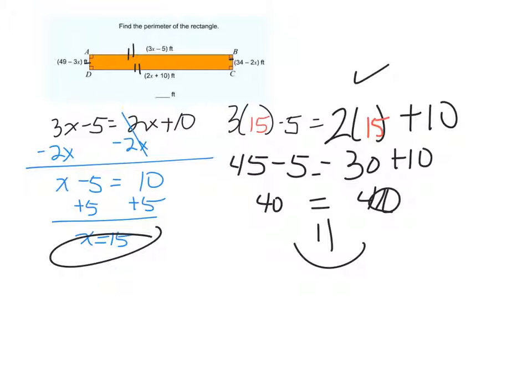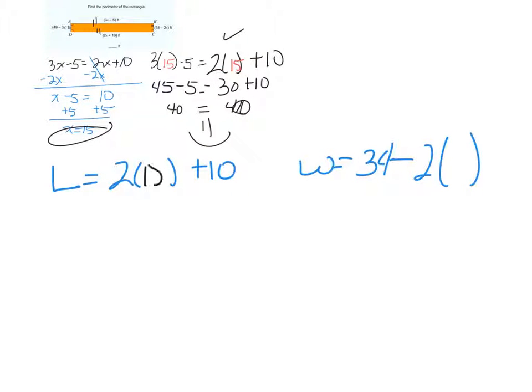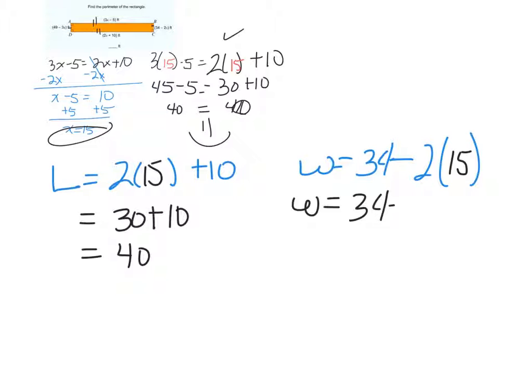But I'm not done. They want the perimeter. So I need to substitute that back in to get my length and width. So I know x is 15. So my length is going to be 30 plus 10. So my length is 40. And my width is 34 minus 30. So my width is only 4, that's crazy.